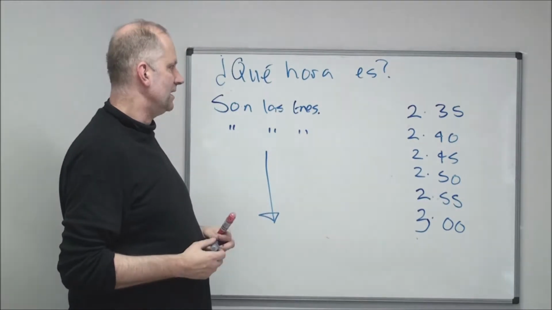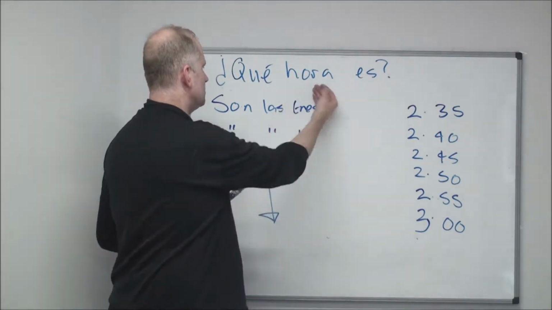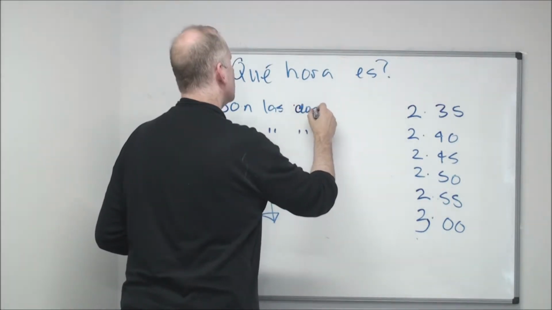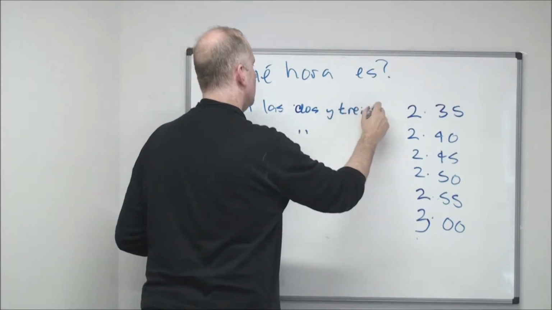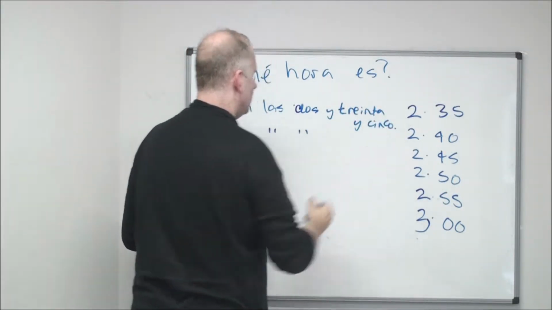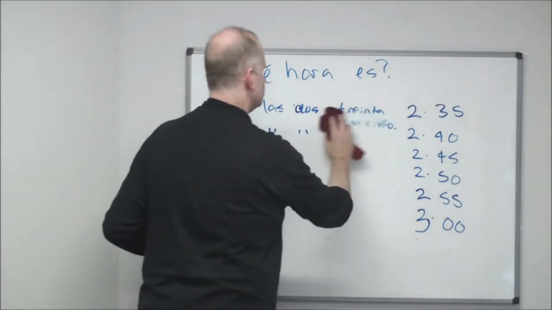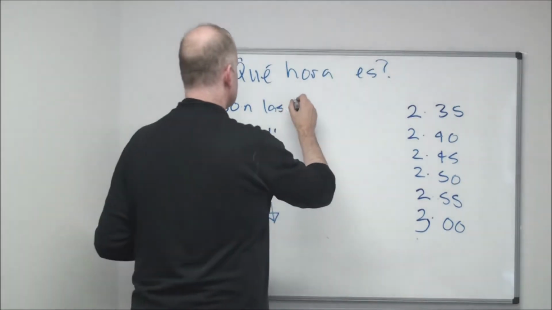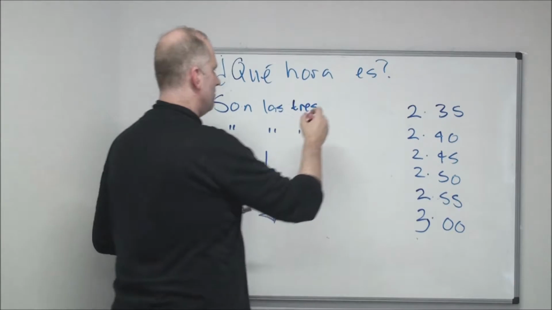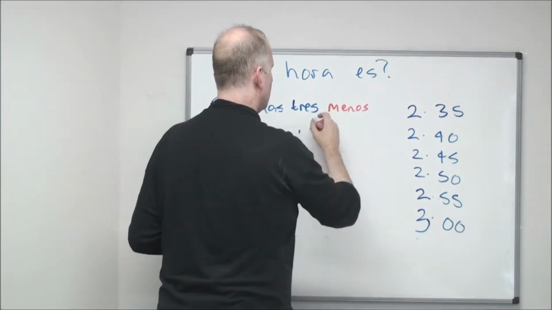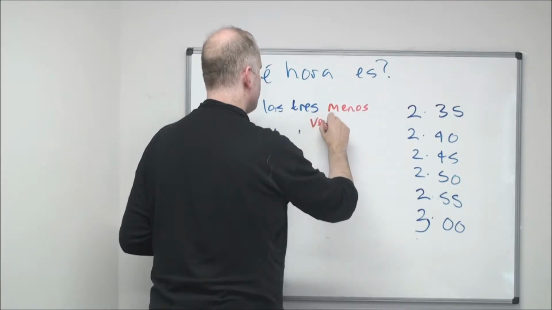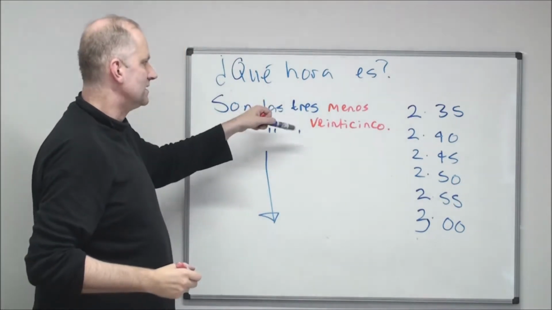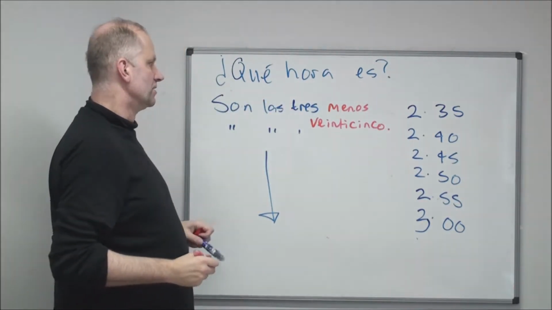So in Spanish, the way they do that is you can say son las, you can just carry on adding to the 2. Son las dos y treinta y cinco. But I think the better way to do it is to say it's 25 to 3. So we'll say son las 3 and then menos, menos 25. So that's basically, it's 3 o'clock less 25, or it's 3 o'clock minus 25.